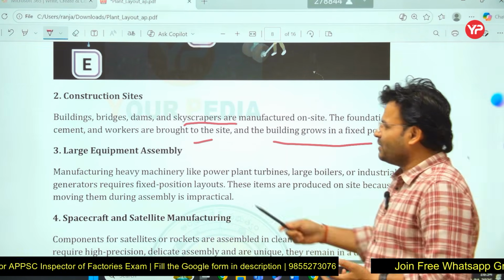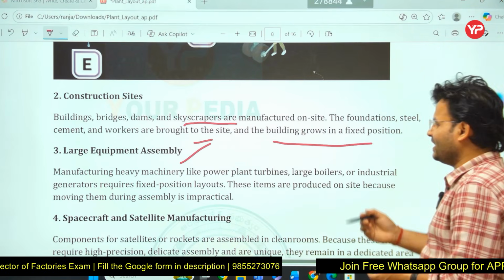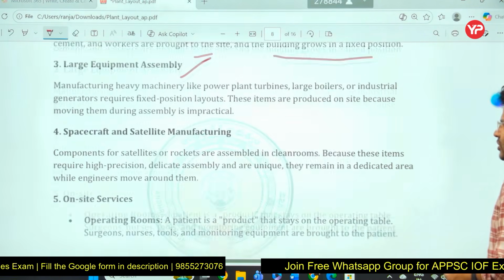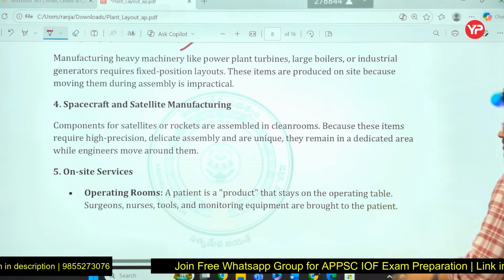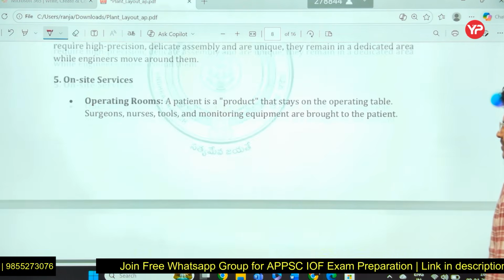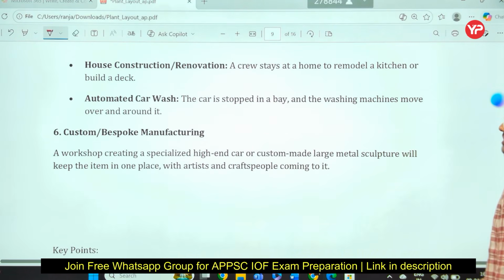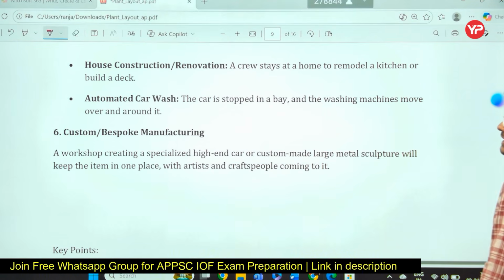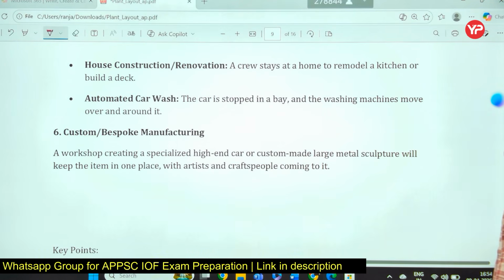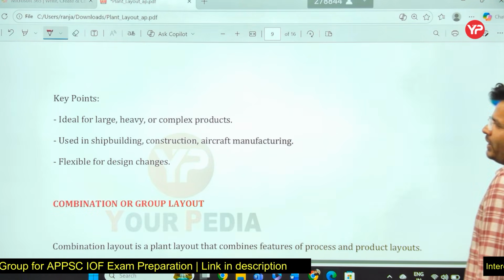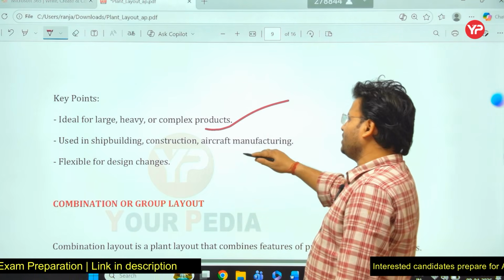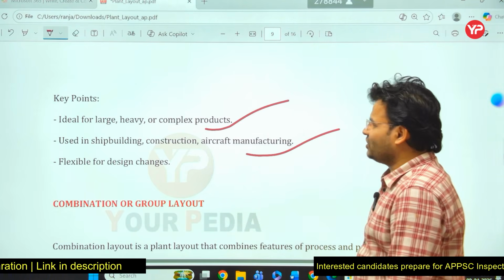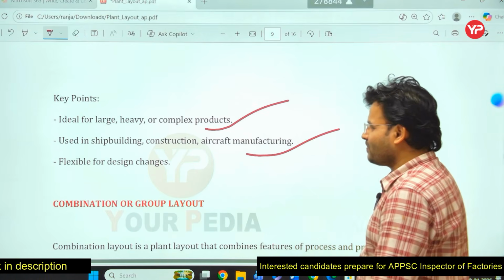Large quantity assembly, manufacturing heavy machinery like power plants and all that. Spacecraft and satellite manufacturing. On-site services, that all comes under the category of house construction and renovation. Automated car wash also comes under the category of fixed. Key point: ideal for large, heavy and complex products, used in shipbuilding, construction, aircraft manufacturing, flexible for design changes.